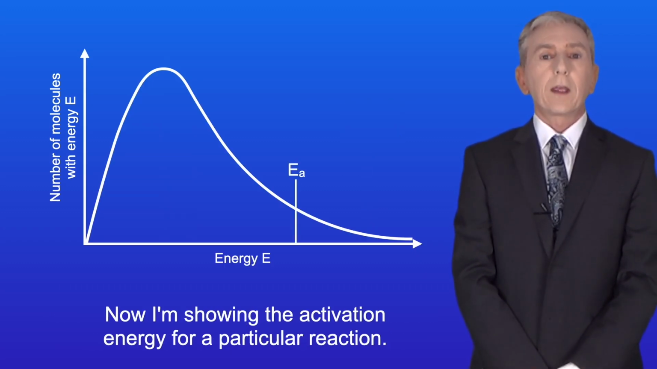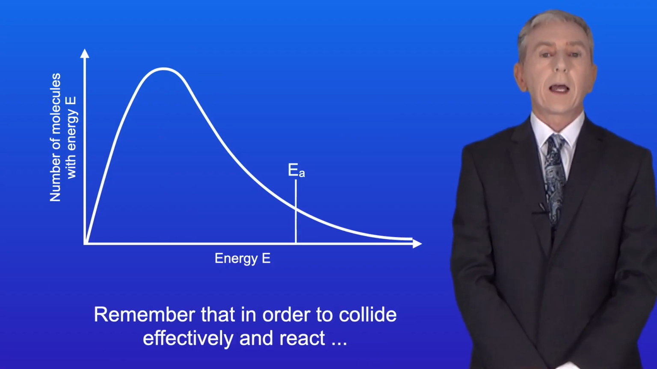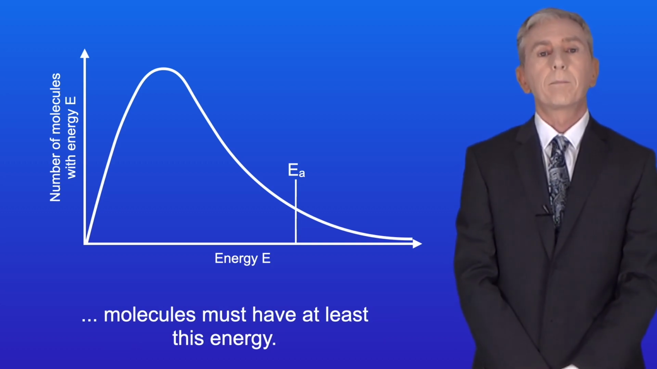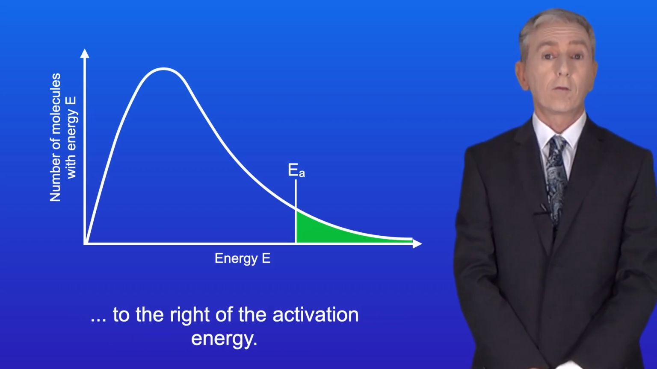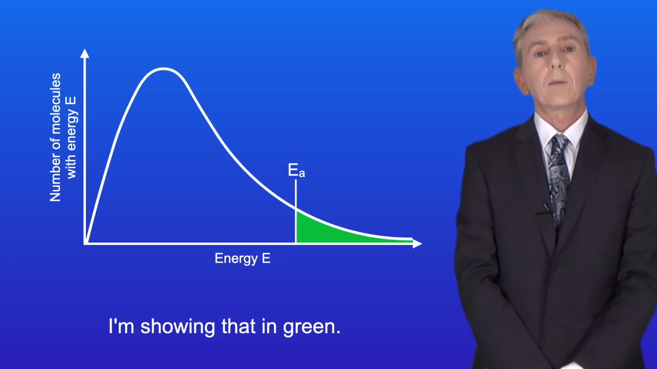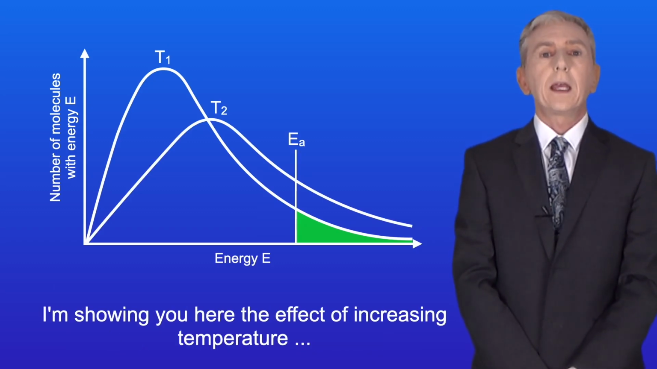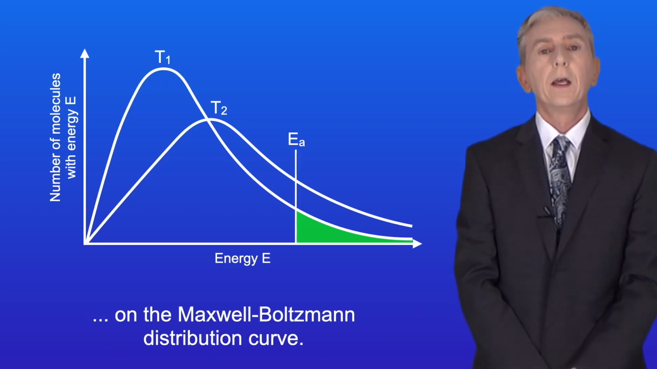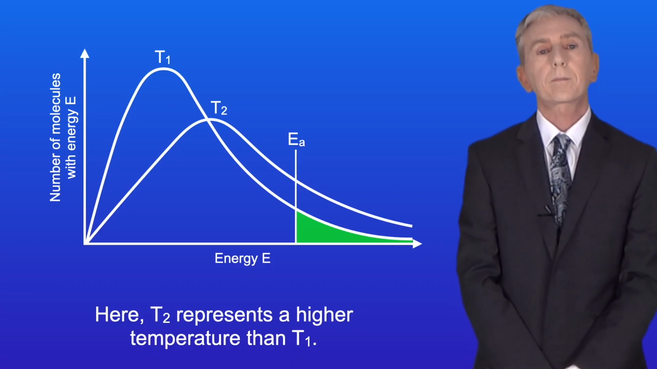Okay, now I'm showing the activation energy for a particular reaction. Remember that in order to collide effectively and react, molecules must have at least this energy. These molecules are represented by the area under the curve to the right of the activation energy, and I'm showing that in green. Now, another way to increase the rate of reaction is to increase the temperature. I'm showing you here the effect of increasing temperature on the Maxwell-Boltzmann distribution curve. Here, T2 represents a higher temperature than T1.